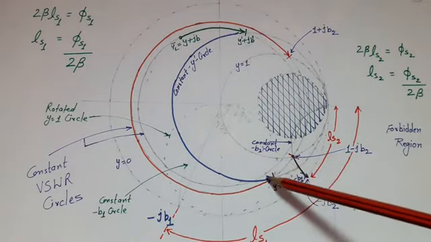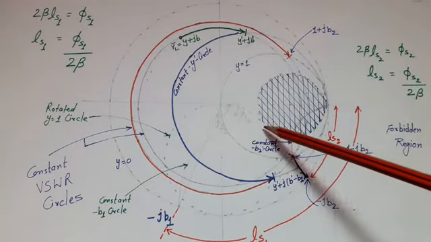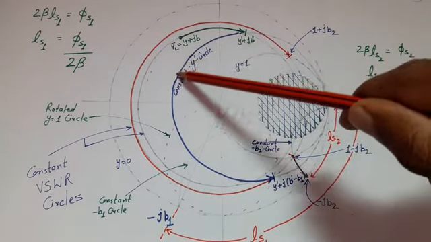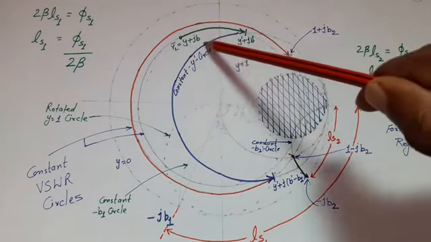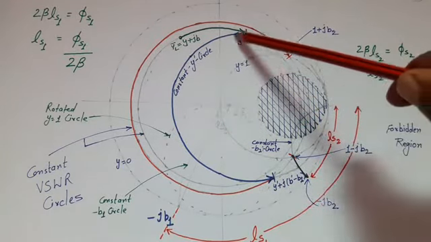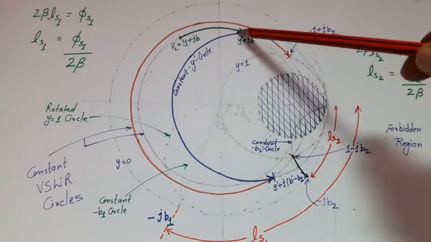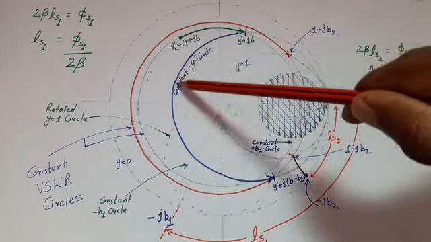For this, first of all we draw constant y is equal to y dash circle, because this point corresponds to y dash plus jb dash. So y is equal to y dash circle would be passing from this point. Suppose this is y is equal to y dash circle. On this whole circle, y value will remain same, that is y dash.